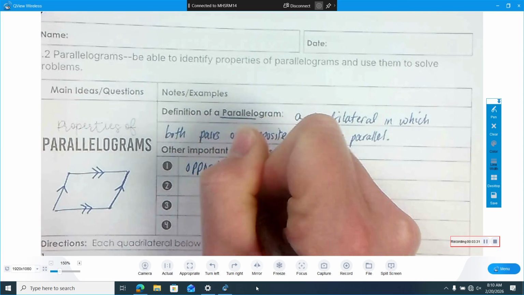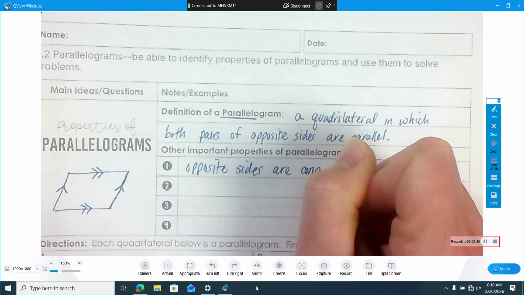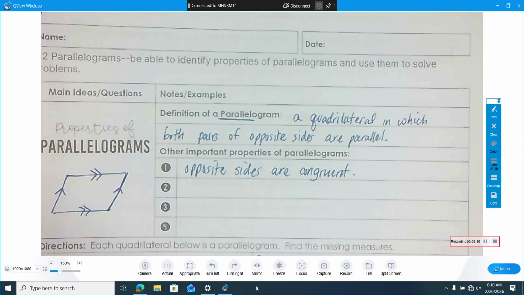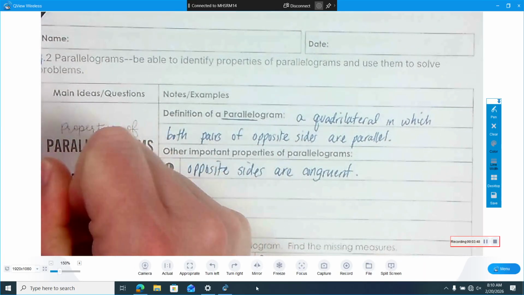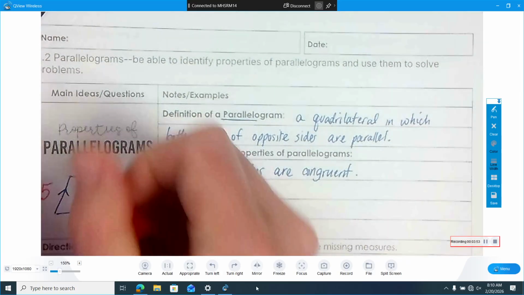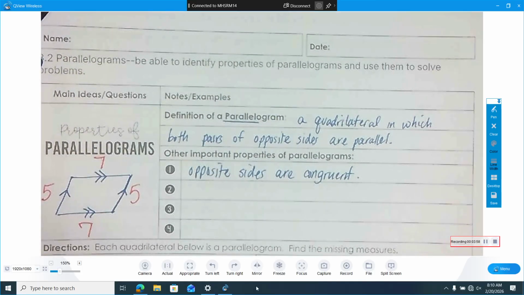Opposite sides are congruent. So the opposite sides happen to also be congruent, which is pretty cool. So if I have a side length 5 here, what's the opposite side? 5. Also 5. And if I have a side length 7, what's the bottom side? 7. Also 7. Mark that down. It's a good visual to remind you that those opposite sides are the same length. Okay?